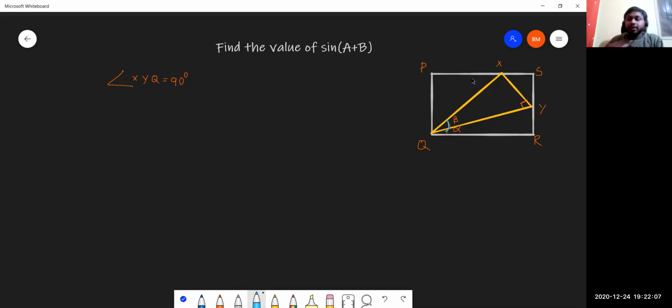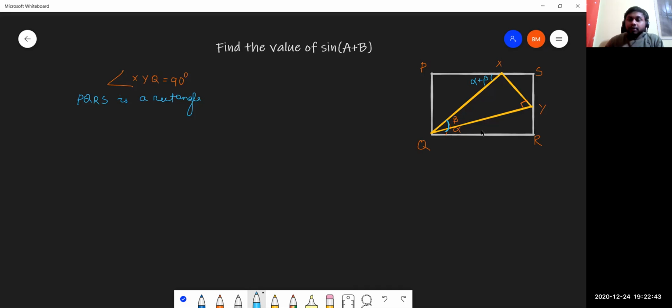As PS is parallel to QR, because we have considered PQRS as a rectangle, opposite sides are equal as well as parallel to each other. So this angle will also be alpha plus beta because of alternate angles. Whenever two lines are parallel to each other and there is a transversal, the alternate angles are equal to each other. So it will be alpha plus beta because this angle combiningly is alpha plus beta.